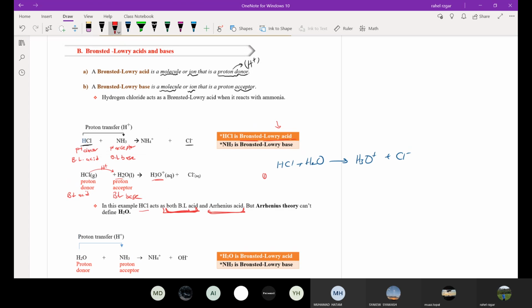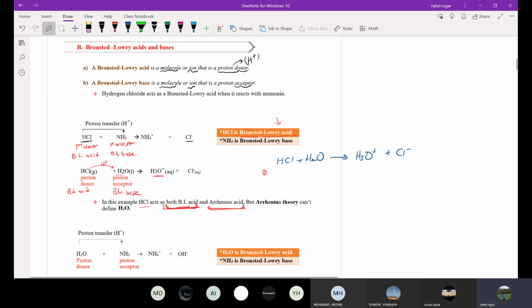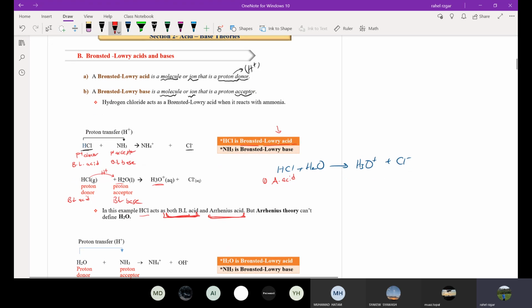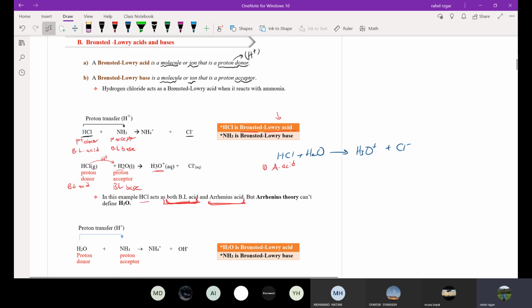1. HCl, has it produced H3O? Yes. Is it dissolved in water? Yes. So HCl is Arrhenius. A means Arrhenius. It's an Arrhenius acid. But look at the rest of the note.